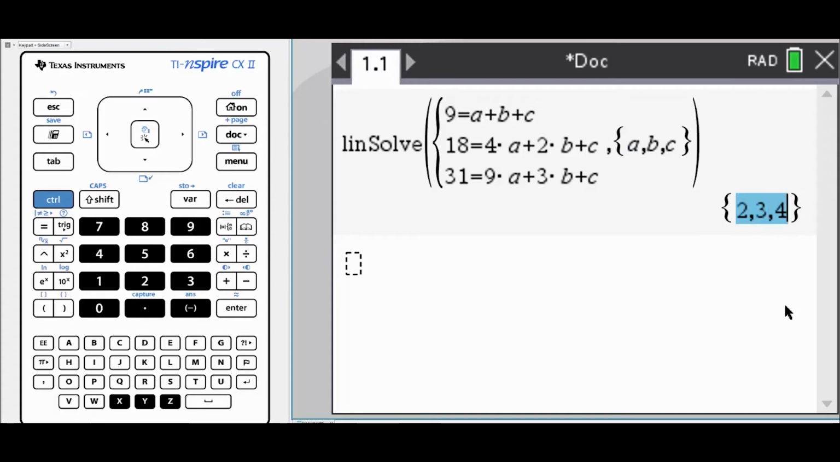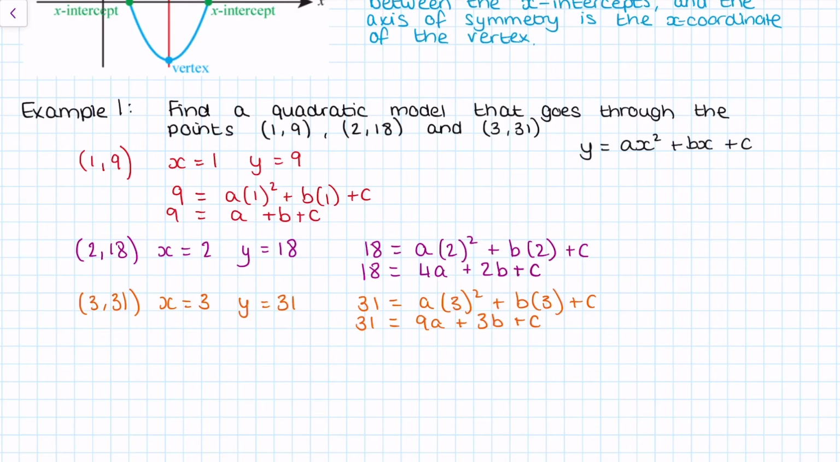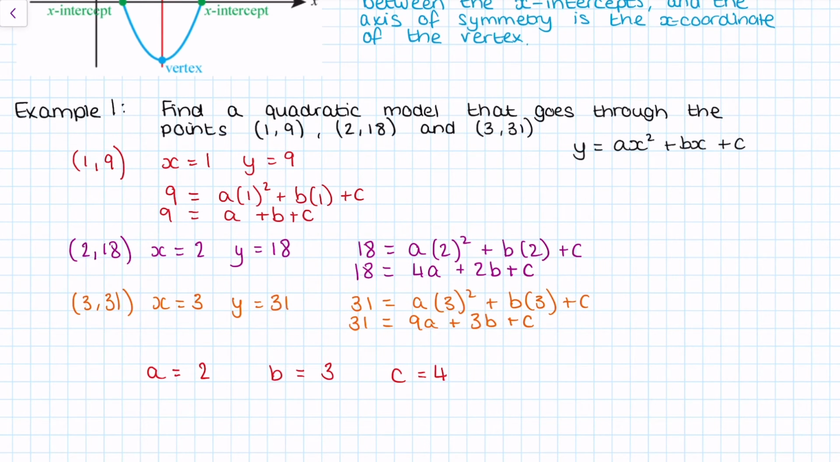So a is 2, b is 3, and c equals 4. So from our calculator, we've got the values of a equals 2, b equals 3, and c equals 4, which means we can then put those into our equation. So it'll be y equals 2x squared plus 3x plus 4.